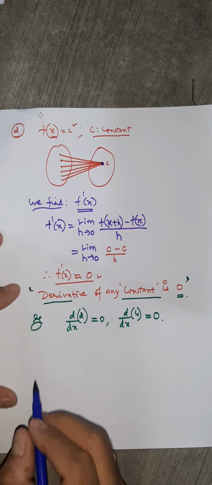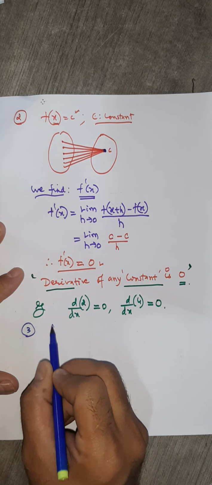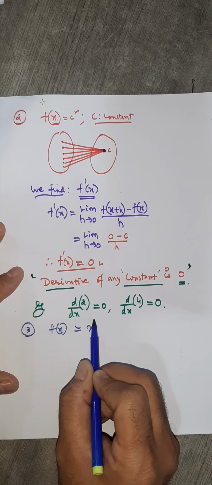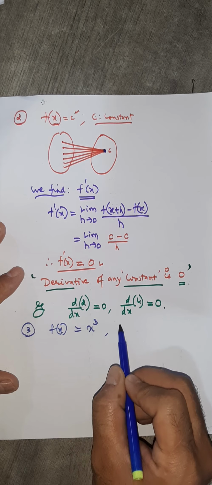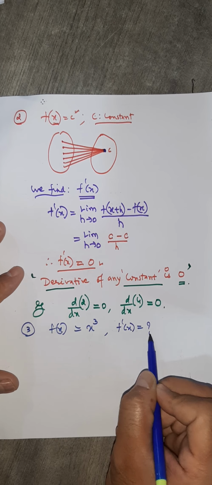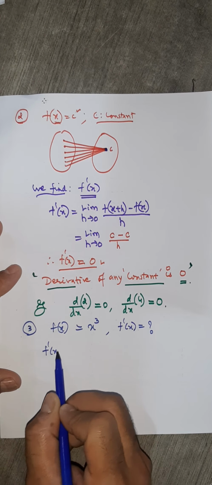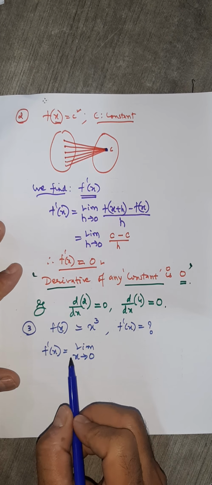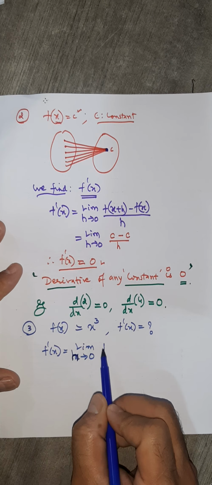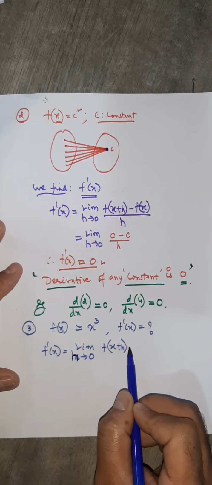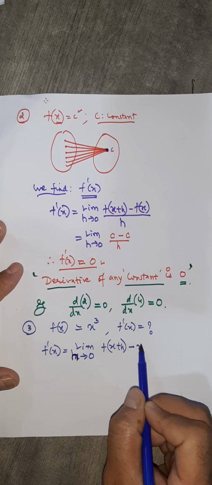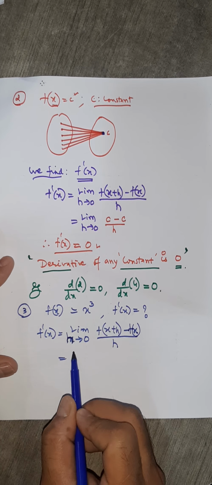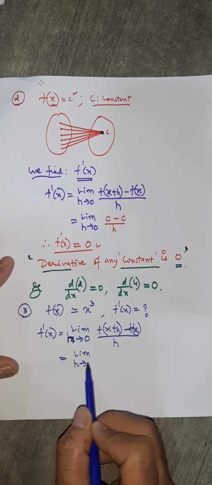Okay, I'll take one more example. Suppose I have f(x) equals x cube. What's the question? We want f dash x. So let's start with f dash x. Limit h tends to 0 here. F of x plus h minus f(x) upon h. This is the definition. This is equal to limit h tends to 0.